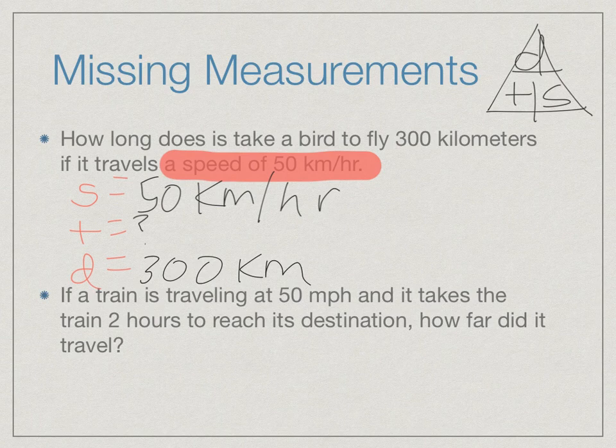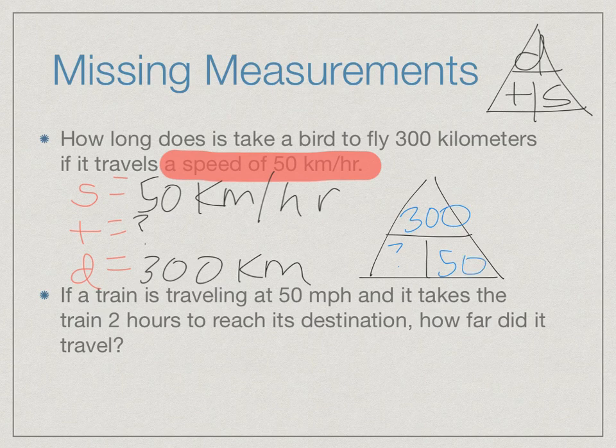Now all I have to do to figure out my time is plug those numbers into my speed triangle. And I'm actually going to draw the triangle again right here, but this time I'm going to plug in the numbers. Distance goes up at the top. That is 300. My time is unknown, but my speed is 50. So remember, we think of this line right here as a division symbol, so that means we're going to do 300 divided by 50. Okay, and I know that 300 divided by 50 is 6.